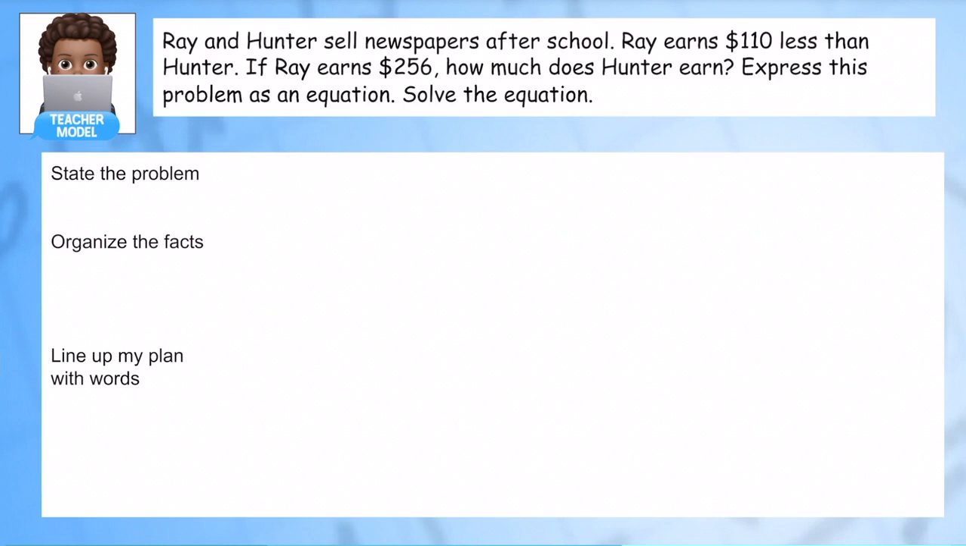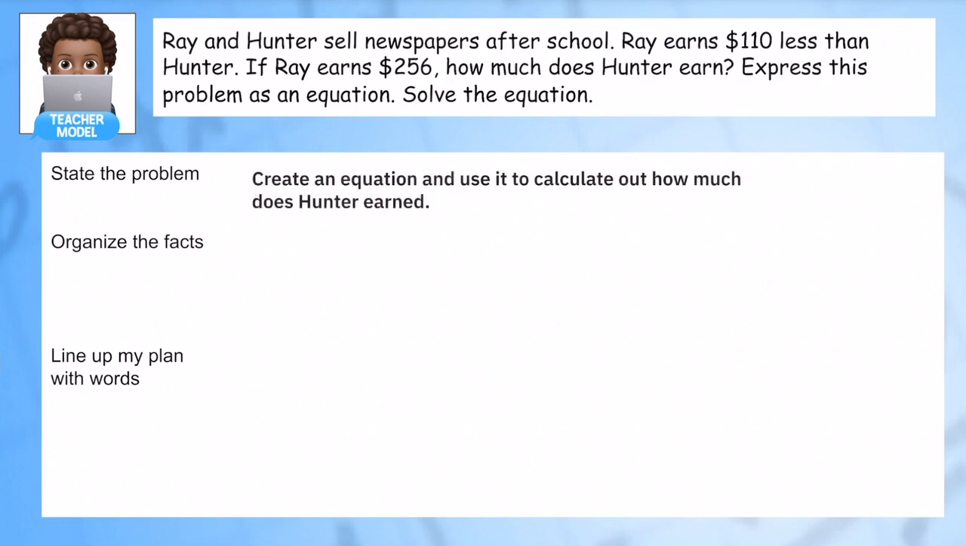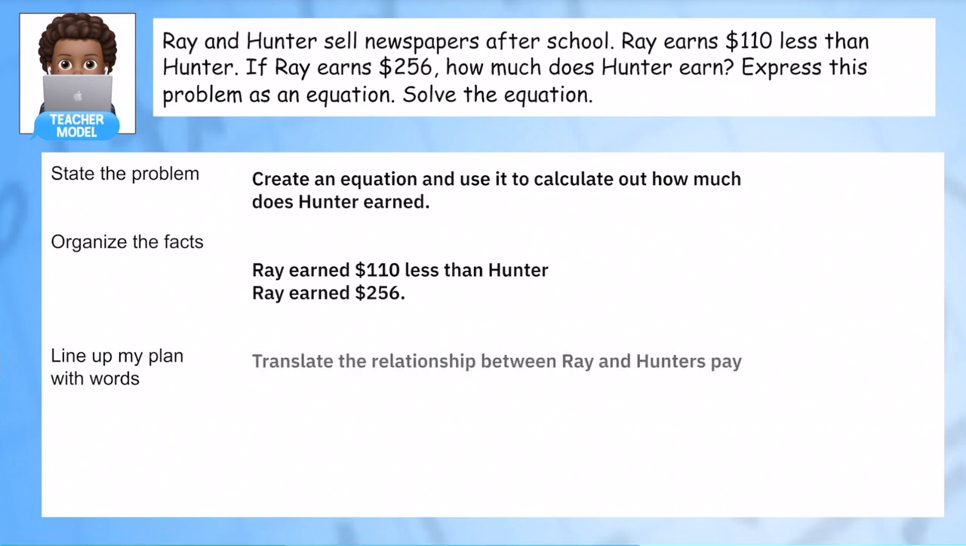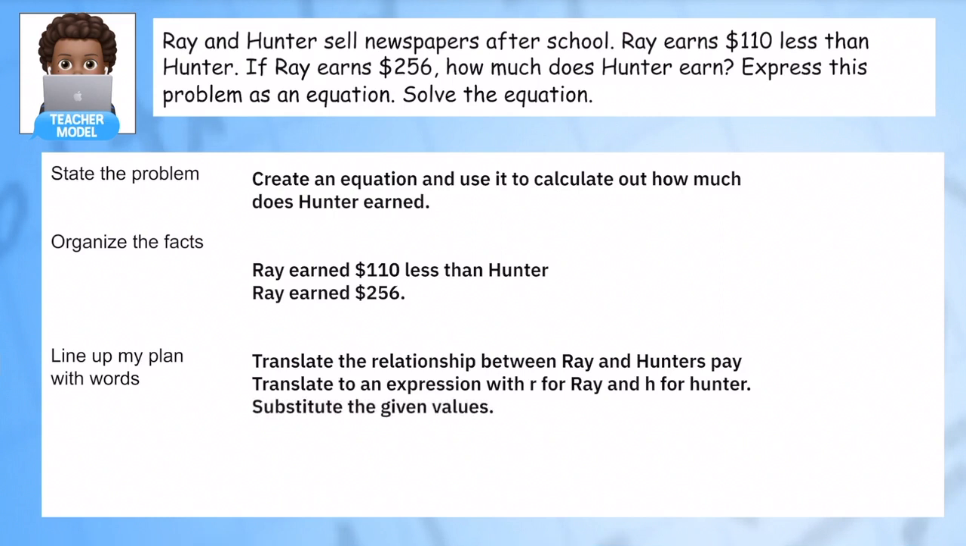I told you the very first thing you're going to look for is how we express that situation, and that's really the problem. Can we create an equation and use it to calculate how much Hunter earned? Here's what we know. We know Ray earned $110 less than Hunter, and we know Ray earns $256. So the first thing I'm going to do is translate the relationship between Ray and Hunter's pay. I'm going to put that into words, and then I'm going to translate that into an expression with R standing in for Ray and H standing in for Hunter. Then we're going to substitute those given values and solve for the unknown. So hit pause so you can jot this one down into your notes.